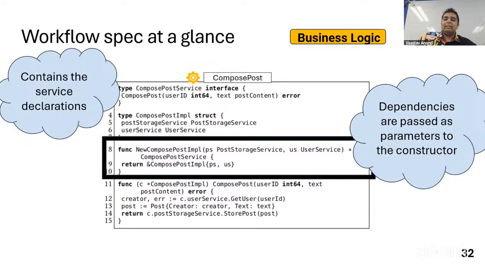The second thing is the dependencies of each service type are passed as parameters to the constructor of this specific service instance. The dependencies of each service type, whether that be a different service type or a different component, are passed as parameters. And in this service, it receives objects of type user service and post storage service as parameters to the constructor.